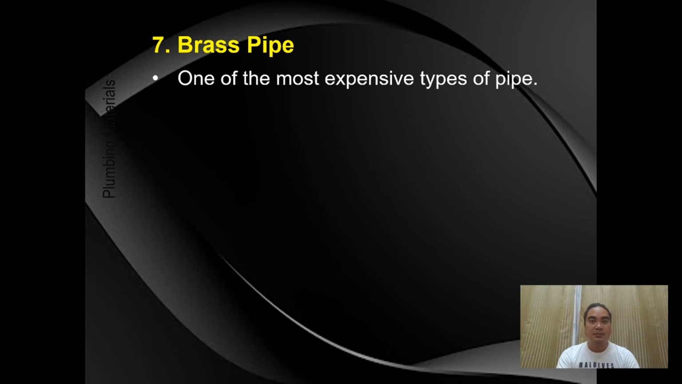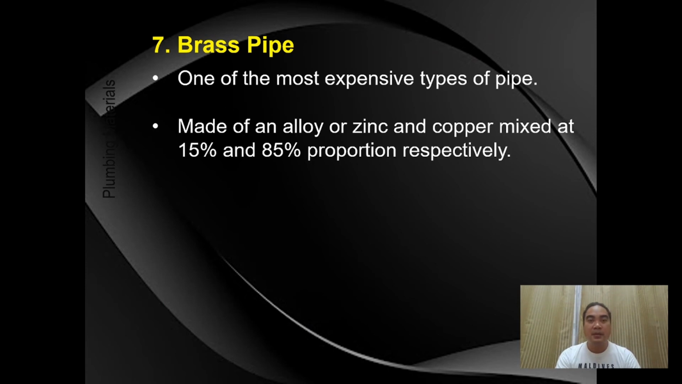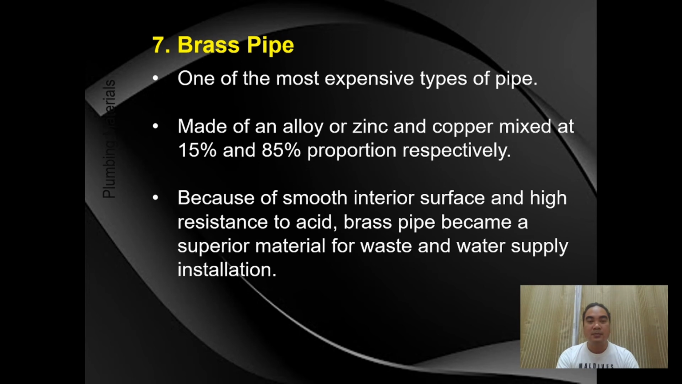Brass pipe. One of the most expensive types of pipe. Made of an alloy of zinc and copper mixed at 15% and 85% proportion respectively. Because of smooth interior surfaces and high resistance to acid, brass pipe became a superior material for waste and water supply installation.